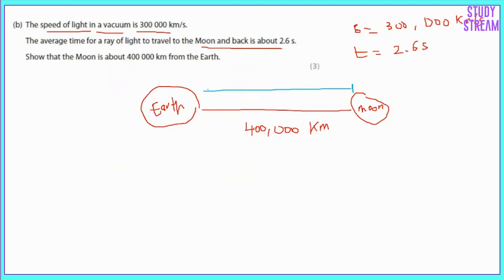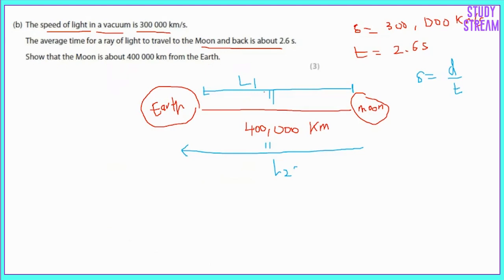So this is length 1, let's call it L1, and then the other way it came back, L2, and both of them are equal to this value here. Now how can you prove this? Do you think you need to use speed equals distance over time? I think so, yeah. Yes. You guys agree?